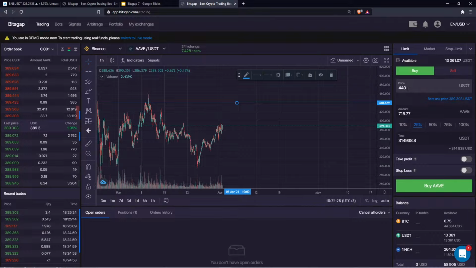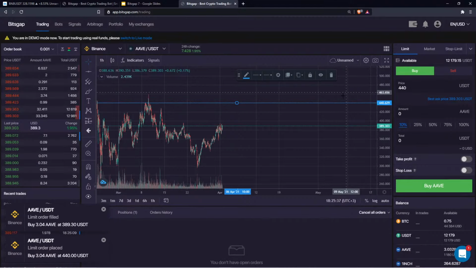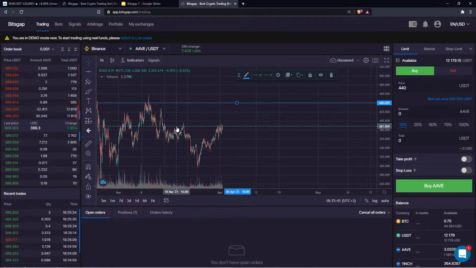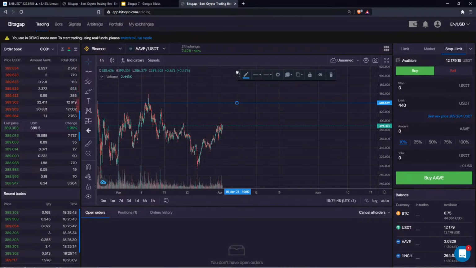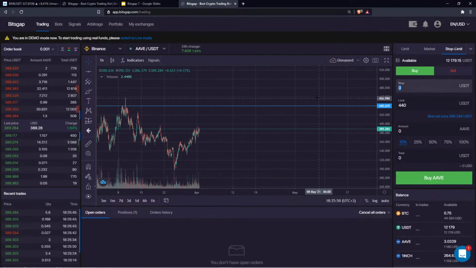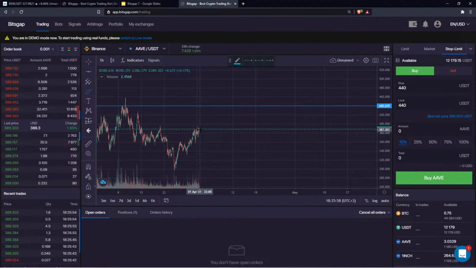So as I set it at 440 with a limit buy order, let's click on buy, and you will notice that it will buy at the current price. You see, that's the thing about the limit buy order. It always buys at the lowest price possible. So with the stop limit, the game changes. Here you have this stop price, and let's set it at 440. That means as soon as the market price reaches this stop price, which is 440, only then the system will place a limit buy order.